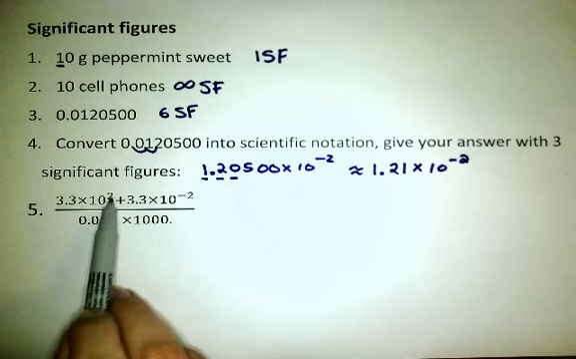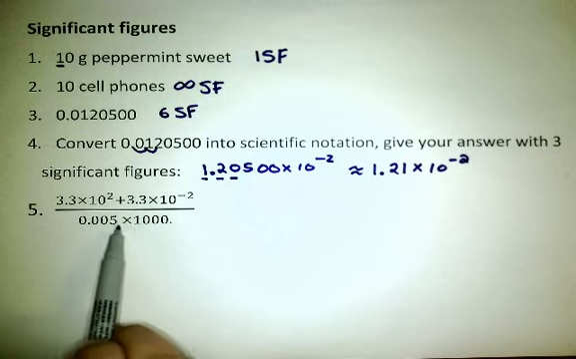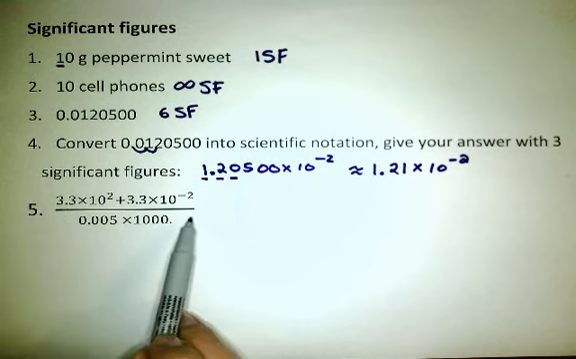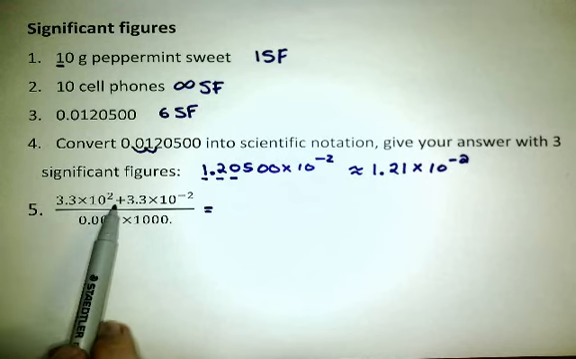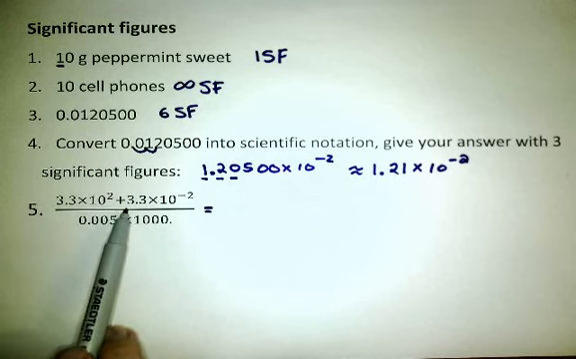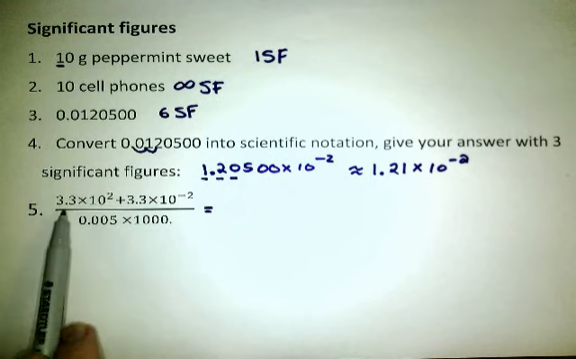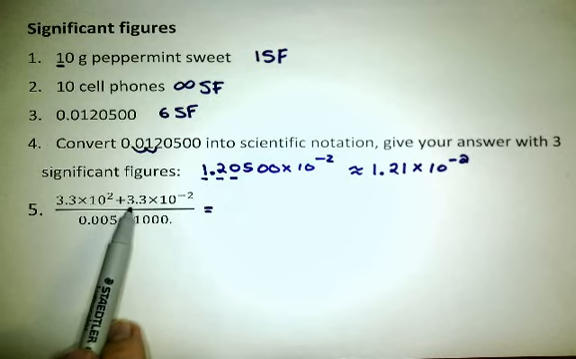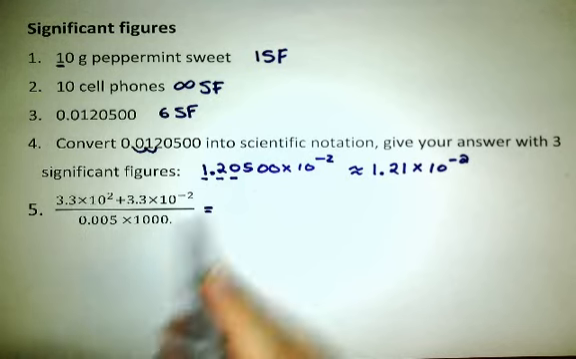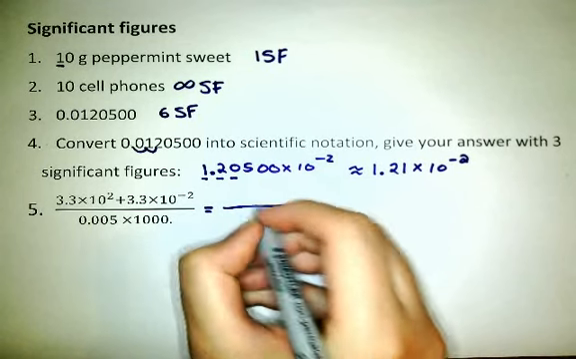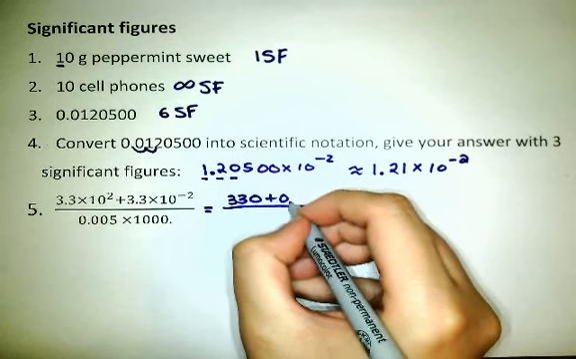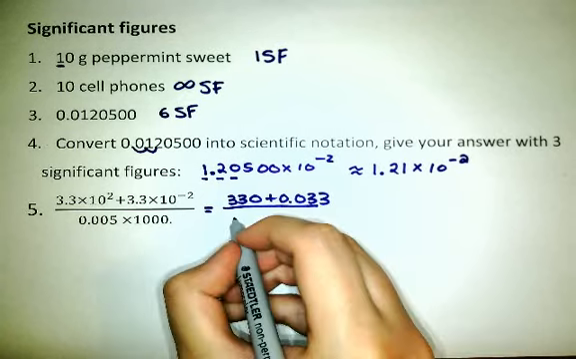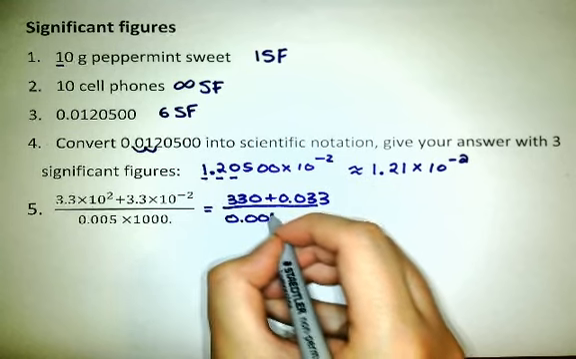Here we've got a problem with mixed operations. Here we've got addition, here we've got multiplication, and here we've got division. Let's deal with the numerator first. We know that with addition, we use the decimal rule. So the answer should have the least decimals, but here it appears that this has the same amount of decimals as that. Not so in reality. You need to convert it into normal notation first. So this would be 330 plus 0.033. Okay, the denominator is going to stay the same.